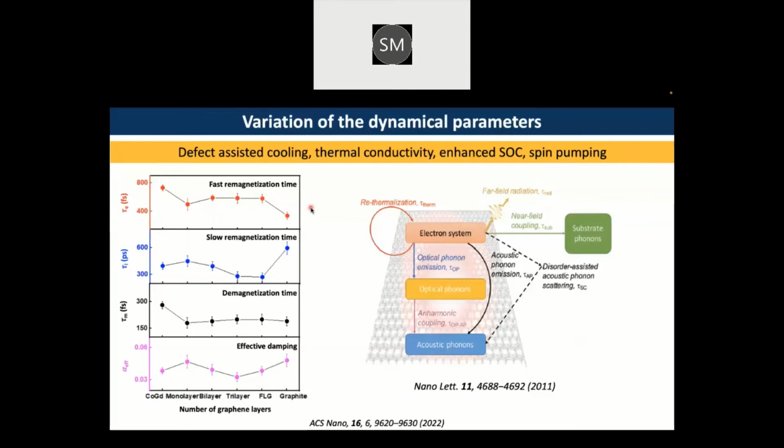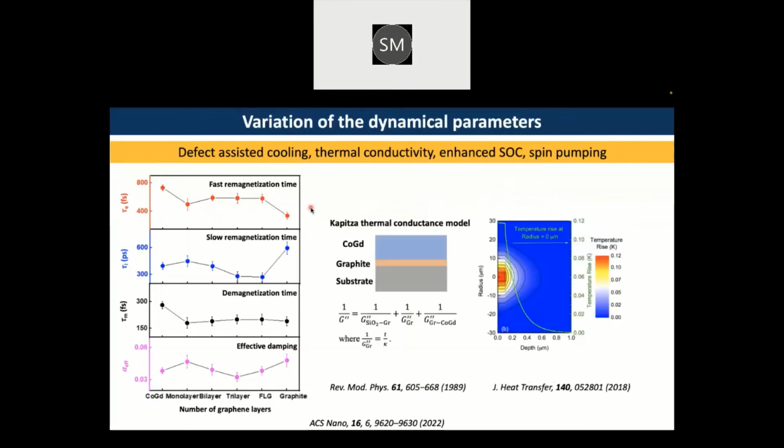In case of slow remagnetization time, the picture is different, because now the heat distribution is on a longer time scale, and the heat is being distributed from the lattice of cobalt gadolinium to the graphite and the substrate, like in the surroundings. This has changed because of the thermal conductivity difference in different interfaces. For clarity, we have considered 3 layers and 2 interfaces, where Kapitza thermal conductance can be described as a sum of 3 systems. One is the magnet, another is the graphite itself or the graphene, and also the substrate.